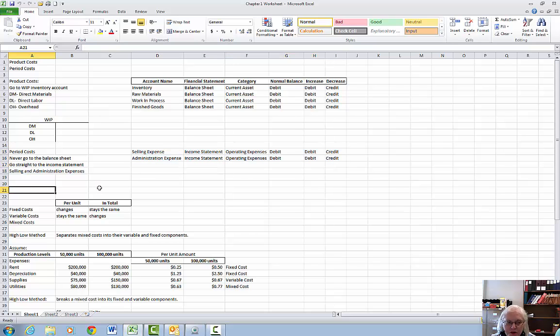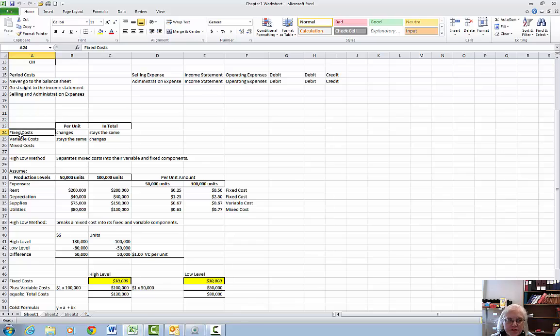The next thing that I want to cover is the fixed and the variable cost and how they behave. This little chart I've used for years and years and years, and it's served me well over time. What you want to consider when you're trying to figure out if a cost is fixed or variable is how it behaves per unit and how it behaves in total. So a fixed cost is going to stay the same in total, which means that it will vary per unit. Whereas a variable cost stays the same on a per unit basis, but it will change or vary in total.